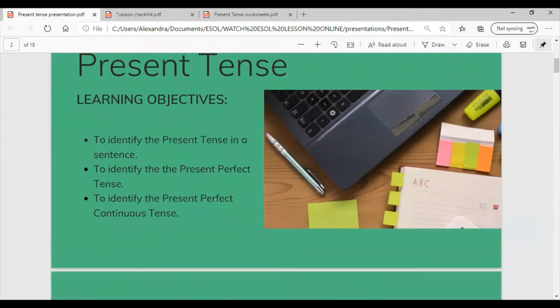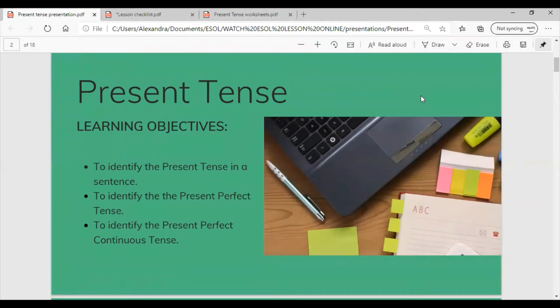We'll get started. Okay, so we're looking at the present tense today, and our learning objectives will be to identify the present tense in a sentence, to identify the present perfect tense, and to identify the present perfect continuous tense. Okay, so if you already recognise what these terms are, you can just use this session as a quick review. If not, then that's okay. We'll quickly cover what each of these are and how to identify them.